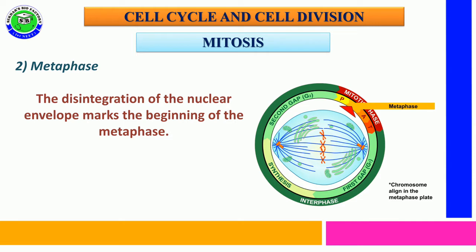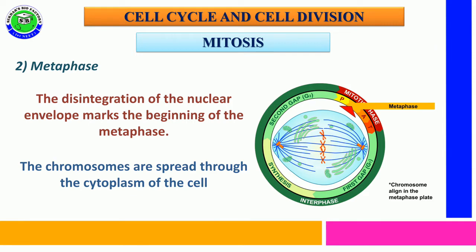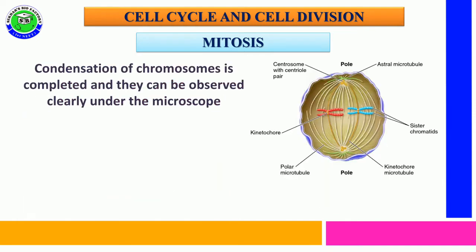When the cell completes prophase, it enters metaphase, and at this time the nuclear envelope completely disappears. The chromosomes which were present in the nucleus now spread freely in the cytoplasm of the cell. The condensation of chromosomes is completed when the cell enters metaphase, and at this time the chromosomes are very clearly visible under the microscope.